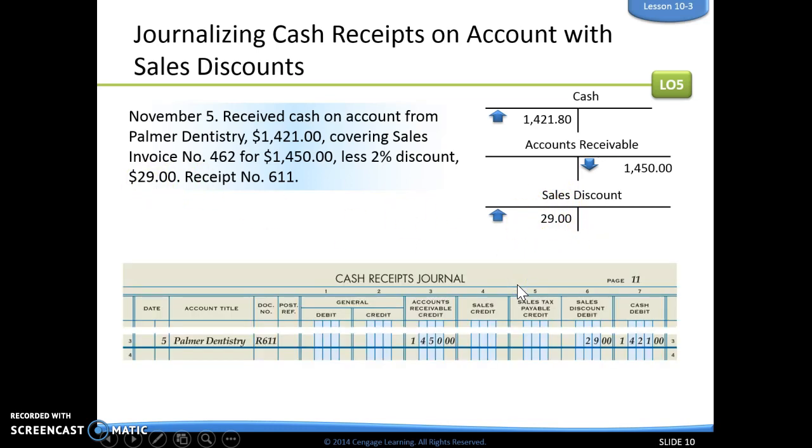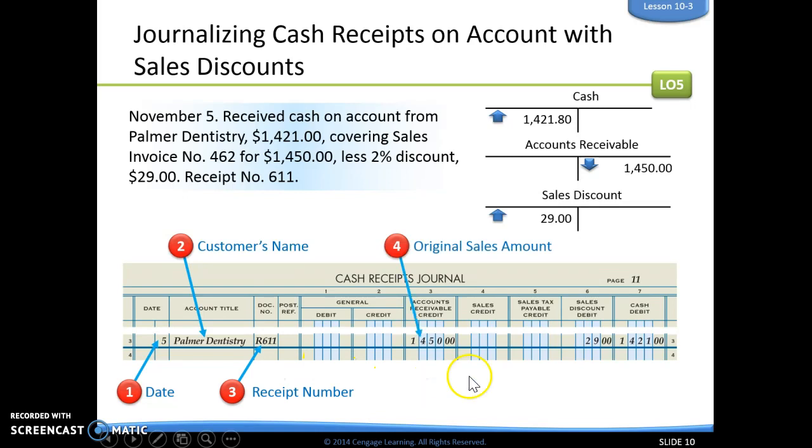We're going to go ahead and put that into our cash receipts journal. Start with our date. Here's our customer's name, Palmer Dentistry. Our receipt, R611. We're crediting our accounts receivable for the original sales amount, for what they originally owed us. Then we're going to debit our sales discount for the discount that we gave them, and we'll also debit cash for then the total amount of cash that they gave us. Now, make sure that you add up your two debits and they equal your one credit.